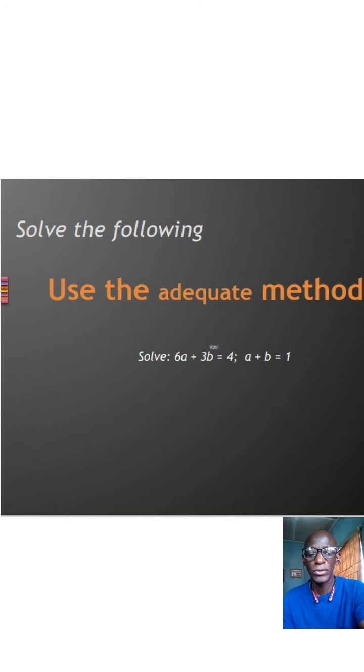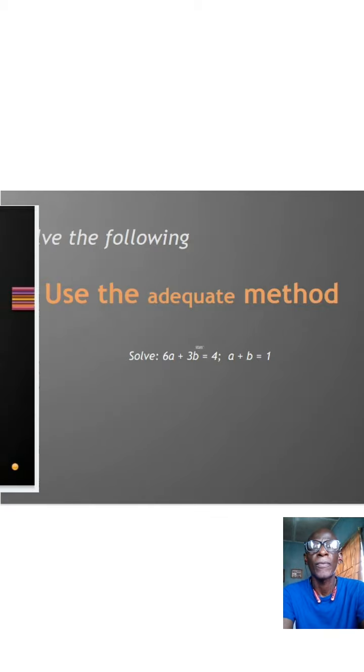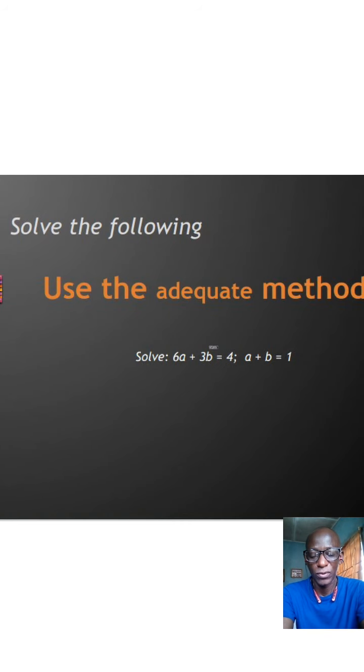So let me quickly read out. That will be 6 bracket 1 minus b bracket close plus 3b is equal to 4. Expand, that will be 6 minus 6b plus 3b is equal to 4. Collect your like terms and simplify. We have negative 3b is equal to 4 minus 6. That will give us negative 3b is equal to negative 2. Then our b will now finally be 2 over 3.